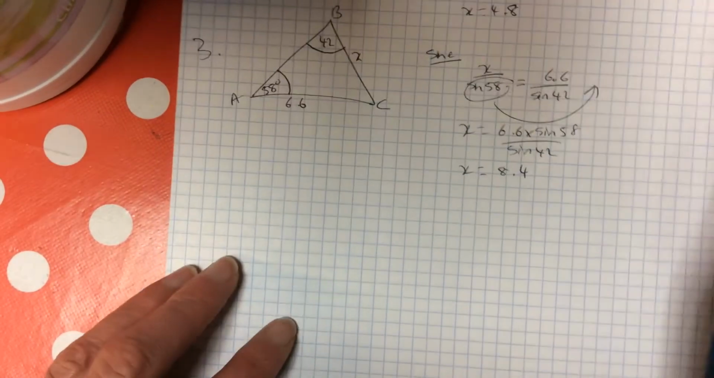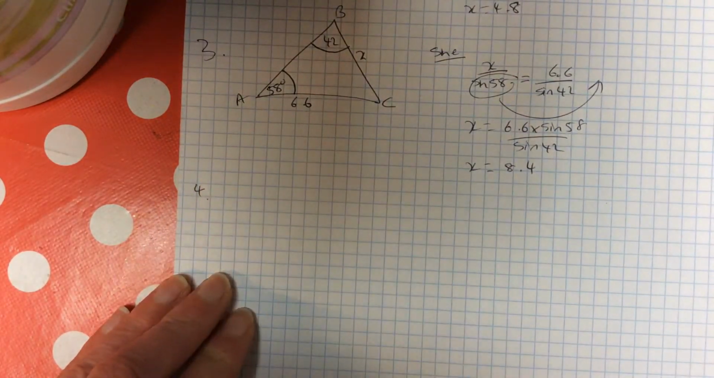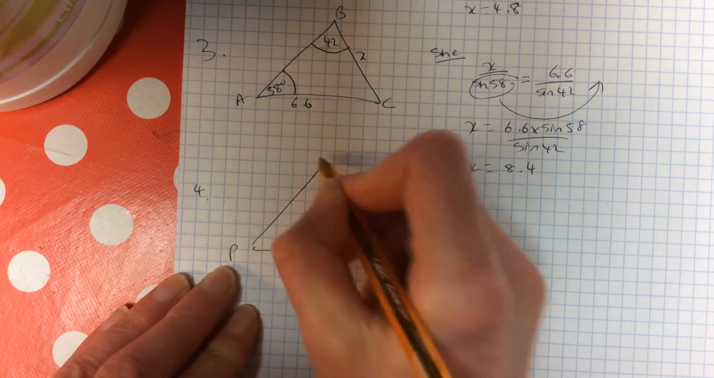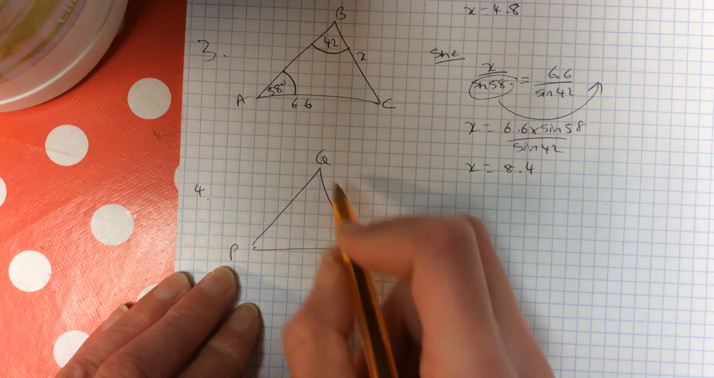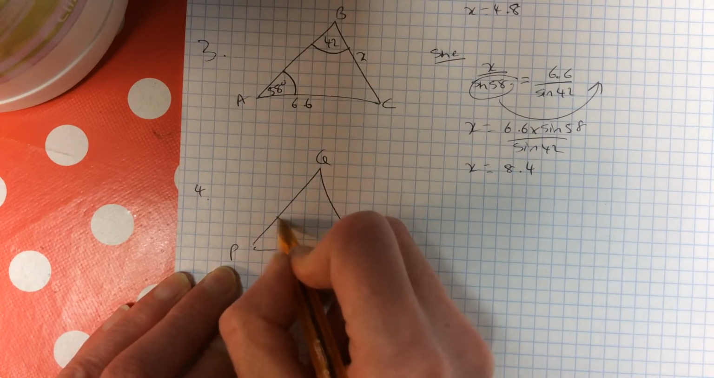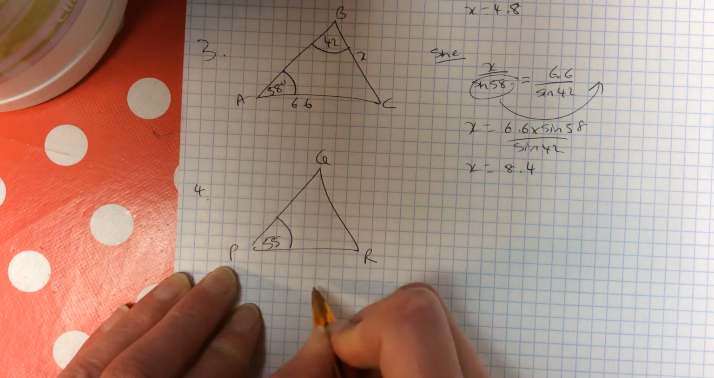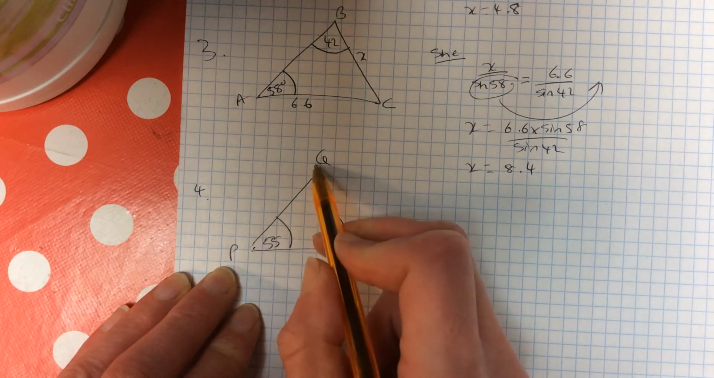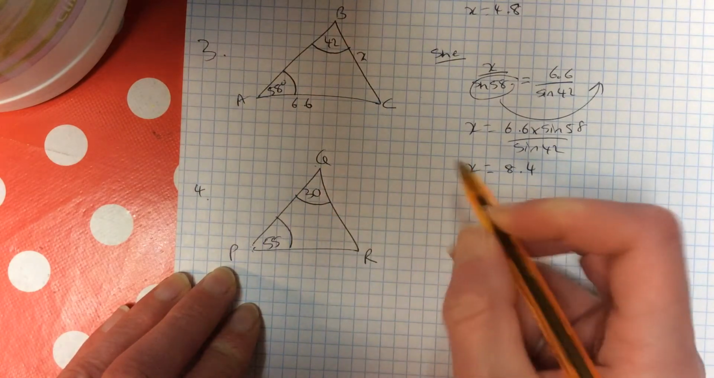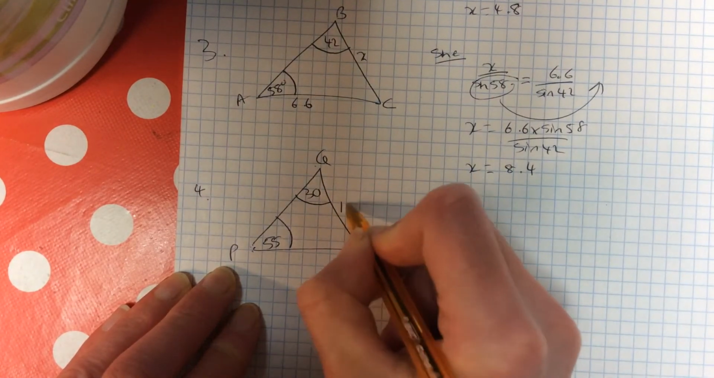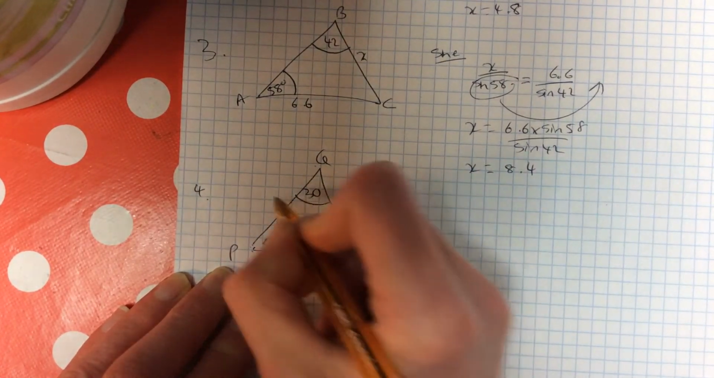Question 4 now. PQR is a triangle in which angle QPR, so the angle at P is 55, and PQR, the angle at Q is 30, and Q to R is 14, and I want P to Q.